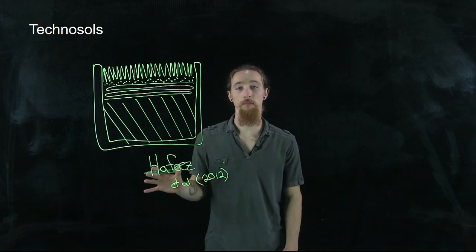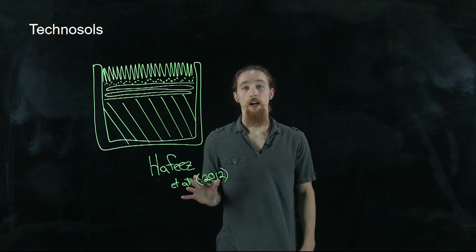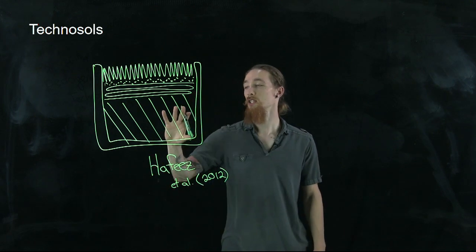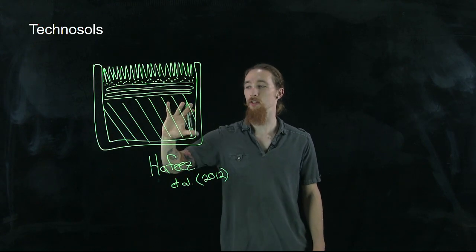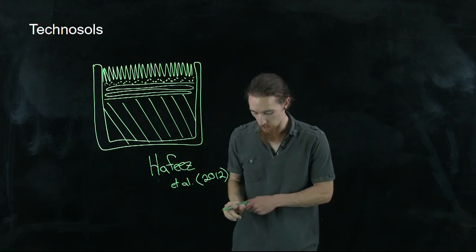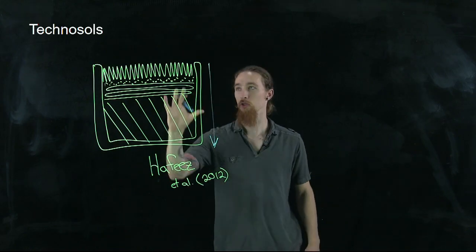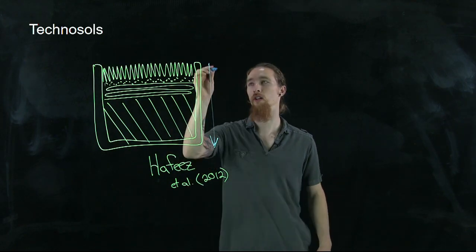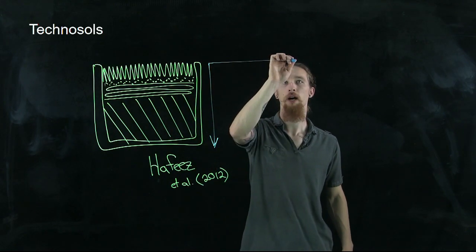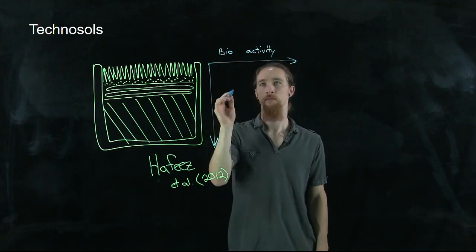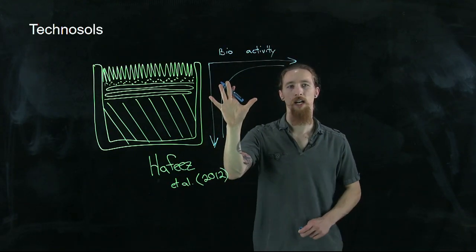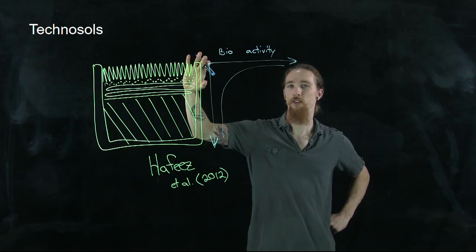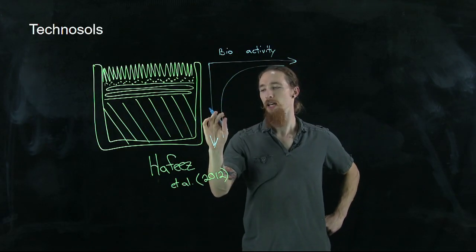So I want to relay something that Hafiz et al. found or documented in 2012. They investigated this layering of technosols, and they found that with increasing depth, just going down the soil profile, they found decreasing bioactivity. Basically something kind of like this. You have the most biological activity on the top and slowly decreasing as it gets toward the bottom.